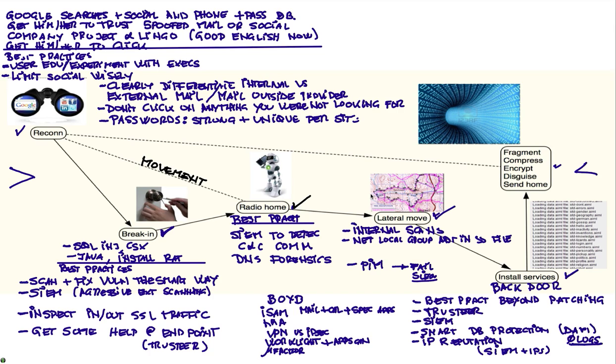Now comes the point where they say you haven't stopped the malware from here. Well, here's where the bad guys are going to fragment, compress, encrypt, and disguise the data, and are going to be sending that data home. And that is another instance of movement that is going to happen.